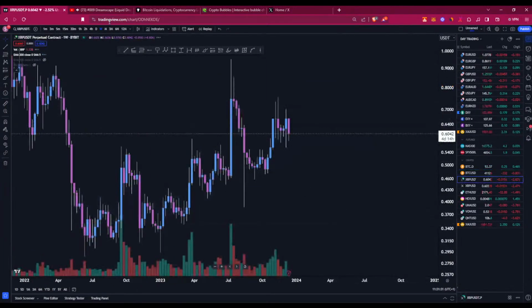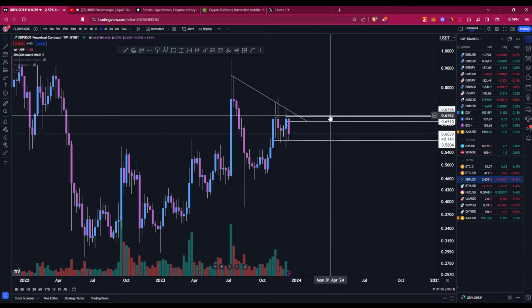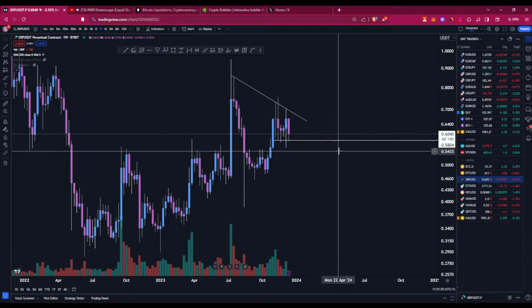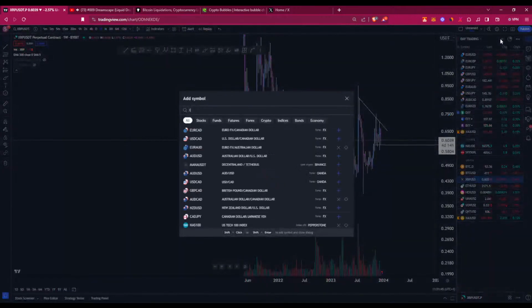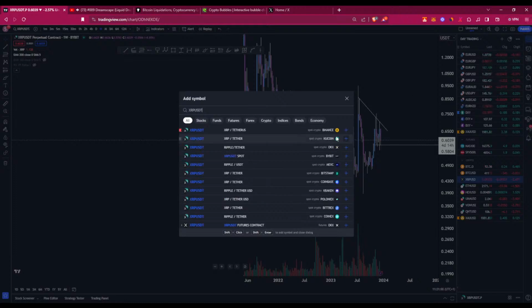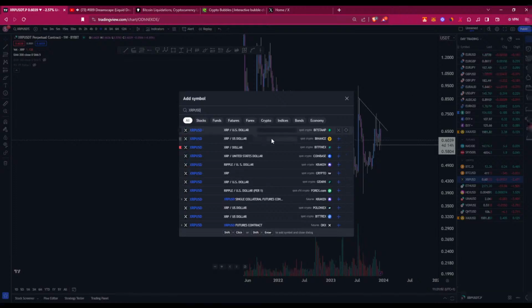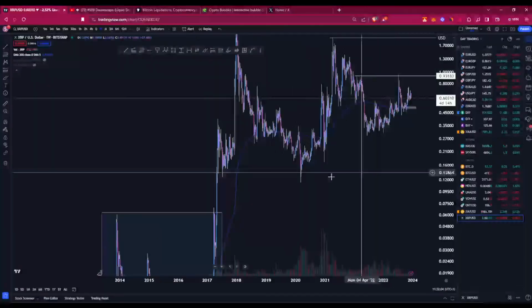So XRP is frustrating me right now. So let's take, where's the other chart? Come on. XRP, USD. I think it's the USD on Bitstamp. No. Ah, okay. So it's this one.